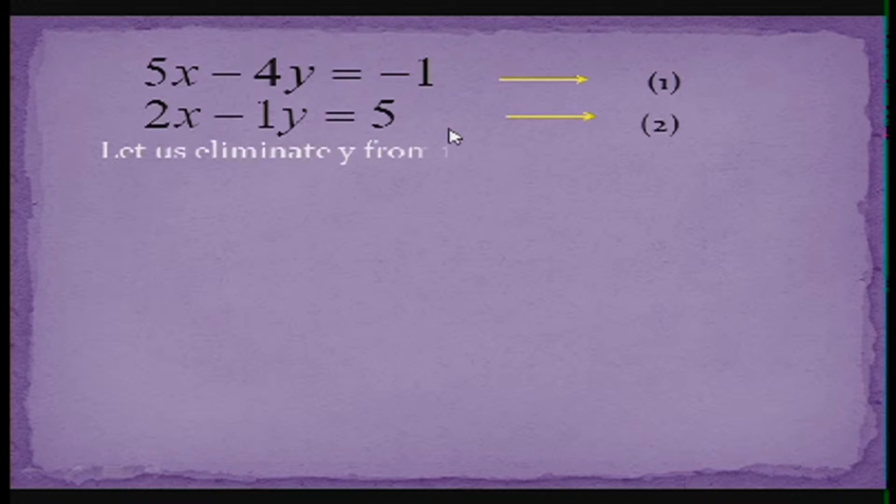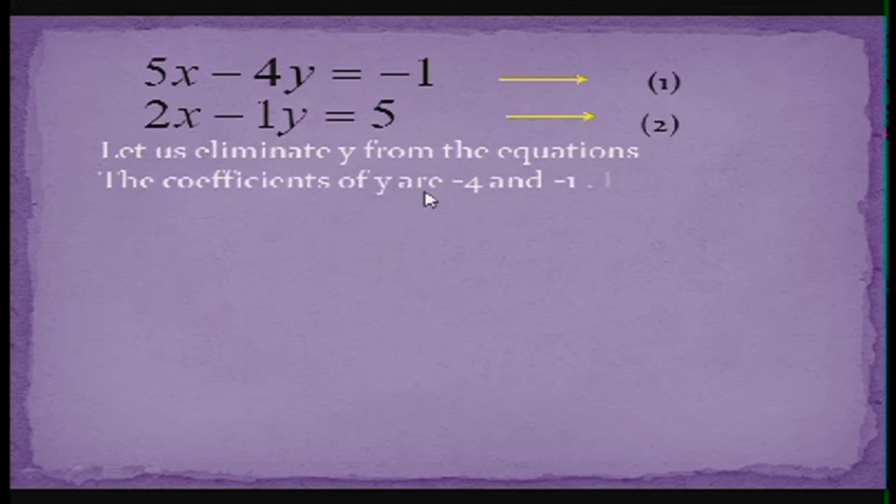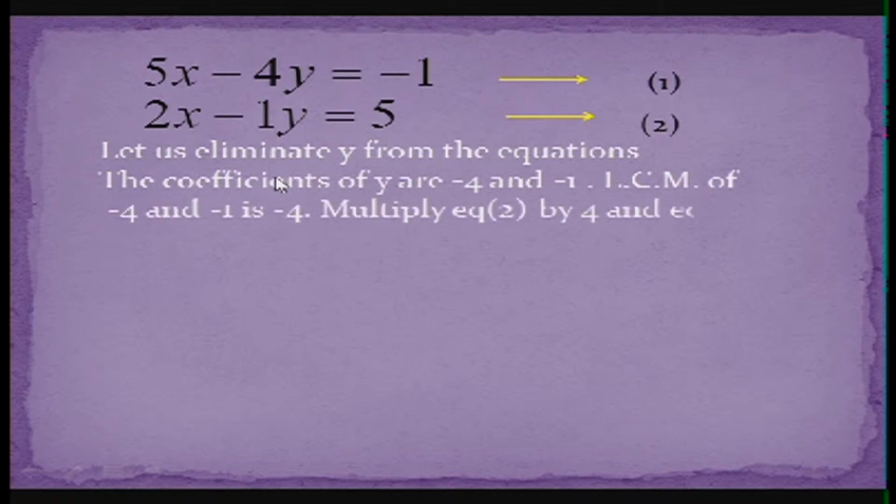Let us eliminate y from both the equations. The coefficients of y are minus 4 and minus 1. So, the LCM of minus 4 and minus 1 should be minus 4. So, let us multiply equation 2 by 4 and equation 1 by 1.